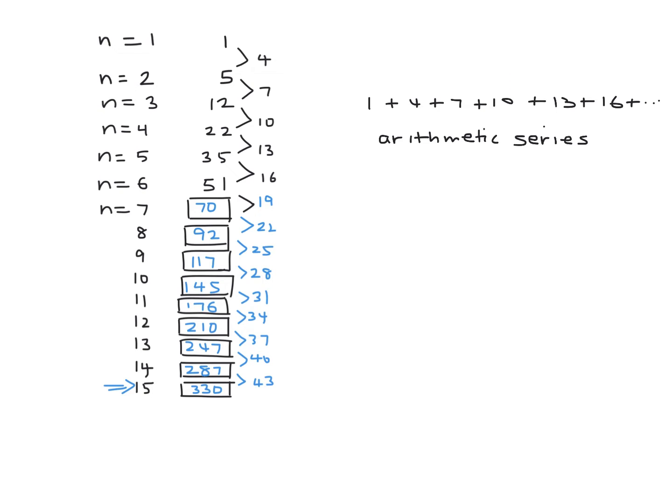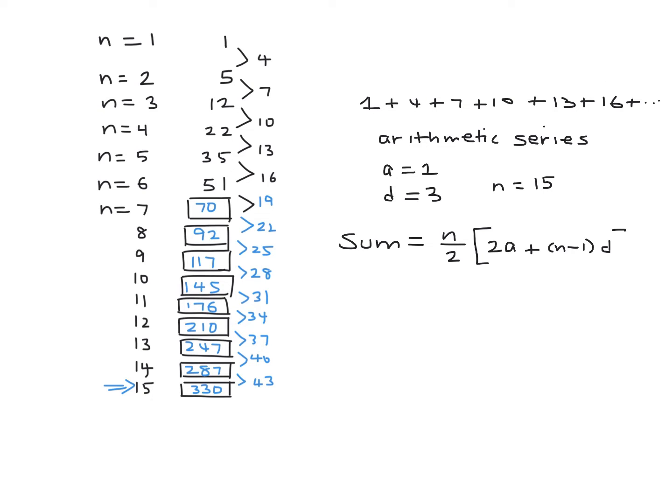Right? So in an arithmetic series, a is 1. And the common difference in this case is 3. And our n, which is the number of terms, is 15. And the sum, there's a formula. It helps to remember this formula. It's not that hard to remember. It's n over 2 times 2a plus n minus 1 times d.